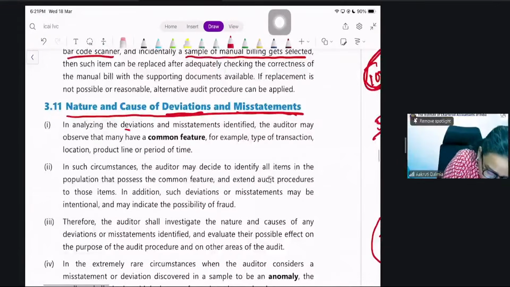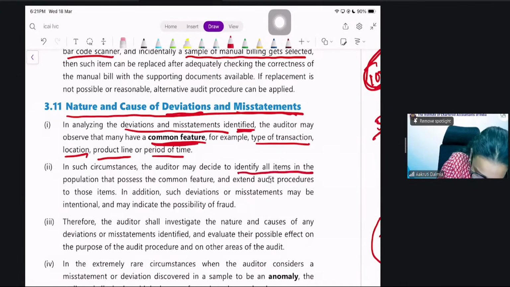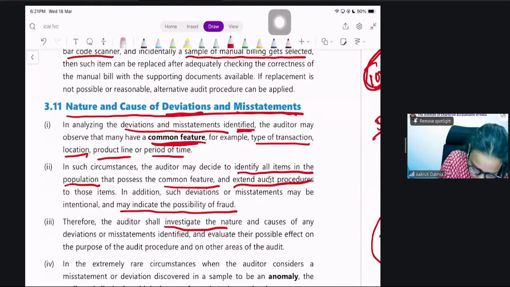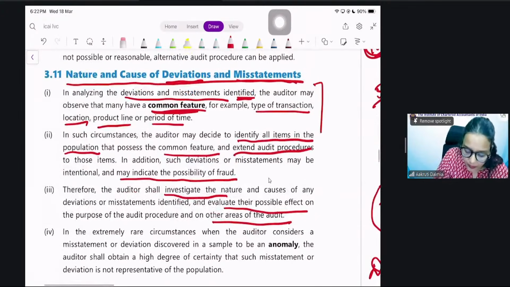In analyzing deviations, auditors should identify if they have some common feature like type of transaction, location, production line. In such circumstances, you may decide to identify all items in the population that have that common feature and extend audit procedures to them. It may also indicate the possibility of fraud. Therefore, the auditor shall investigate the nature and causes of such deviations and evaluate their effect on other areas of audit. These first 3 points are clear to everyone?